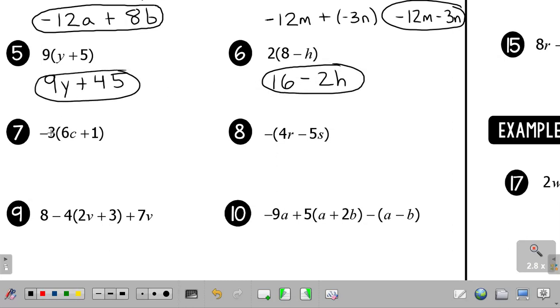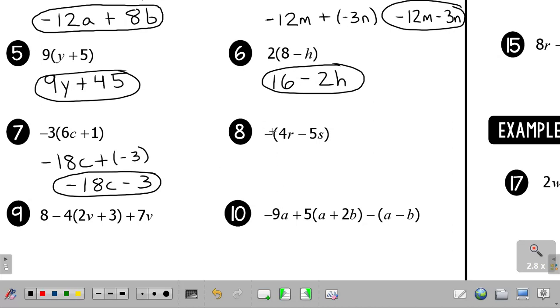Same with number 7, except for here we do have a negative we're distributing. So negative 3 times 6c gives me negative 18c. Plus, in this case, negative 3 times 1 is negative 3. So once again, we have this issue here where when we multiply by negative, we have this weird thing happen where it kind of changes our plus to a negative. So we have negative 18c minus 3.